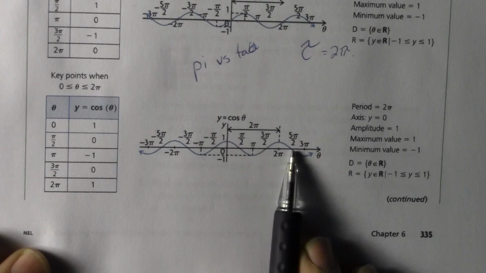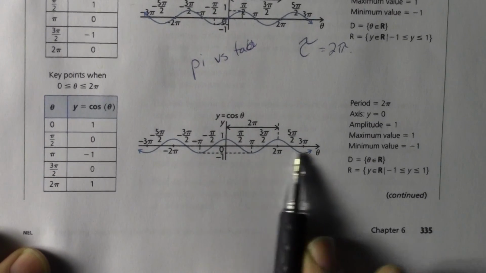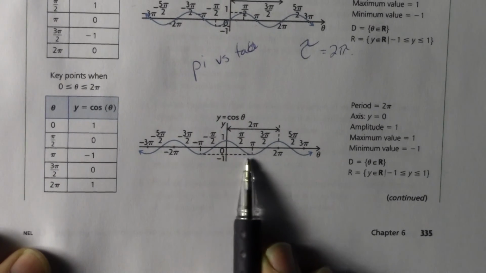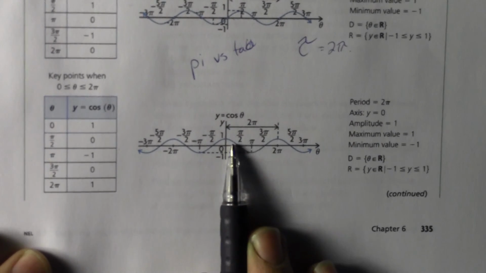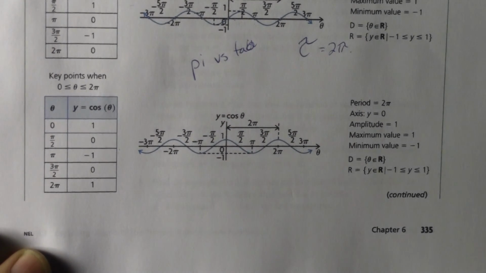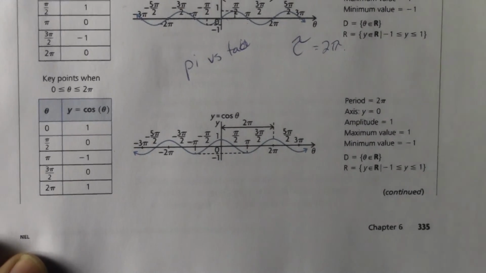Okay, next one. Here's our cos graph. Again, it's identical to how we remember it with degrees. It starts off at 1 and goes back up to 1 over the course of 2 pi or 360 degrees. Here are our characteristics. We should know all this stuff, right? Period's 2 pi, axis is y equals 0, amplitude's 1, max value 1, minimum value -1. There's your domain and there's your range, and they're identical for sine and cosine.